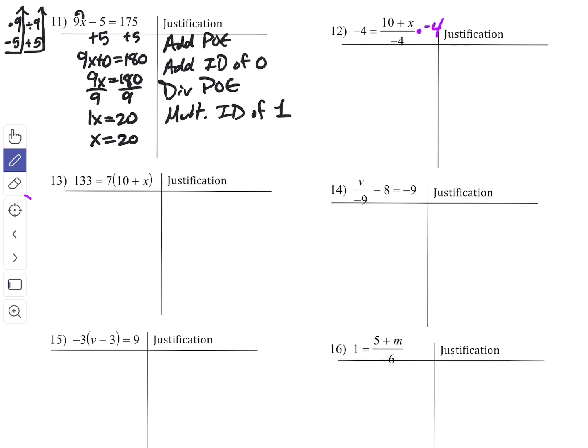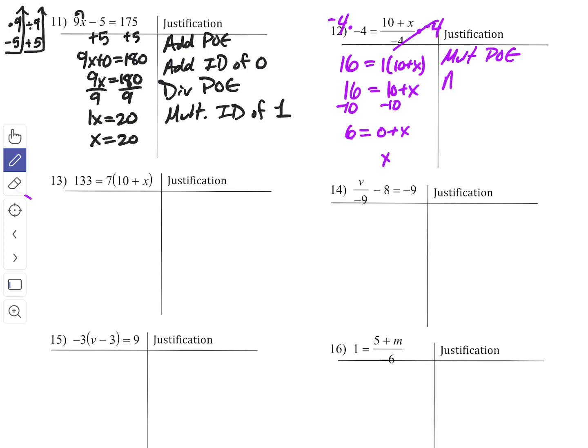So in this one, we times by -4 first, using that multiplication property of equality. That would become 1. 1 times 10 plus x. We drop the 1 and the parentheses, 10 plus x. Okay, -4 times -4 gives us positive 16. Then we subtract 10. 16 minus 10 gives us 6 equals 0 plus x. Drop the 0. Oh, and I forgot, this was the multiplicative identity of 1. The subtraction property of equality. And then the additive identity of 0.